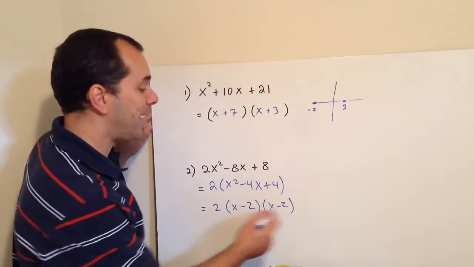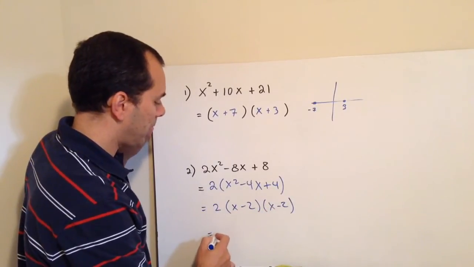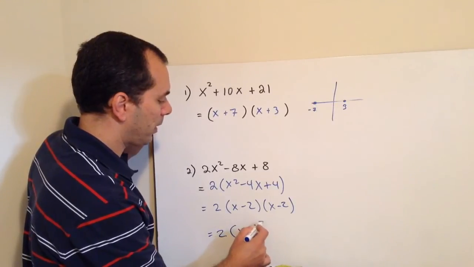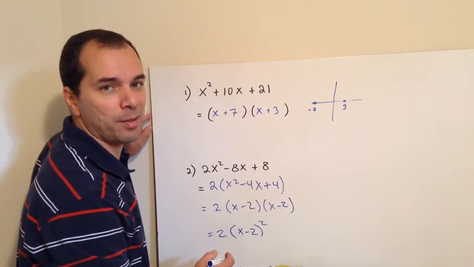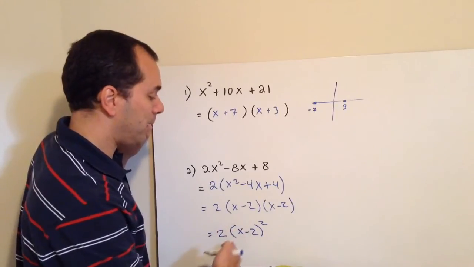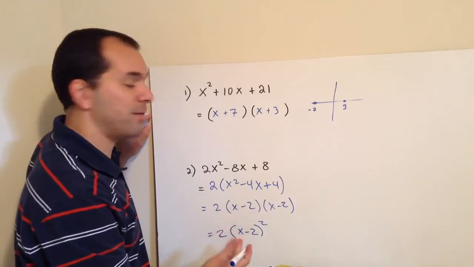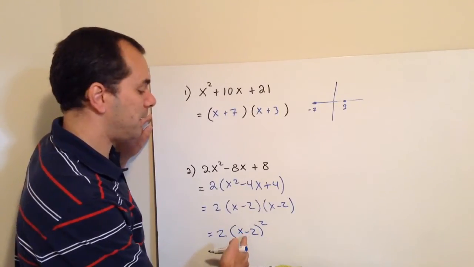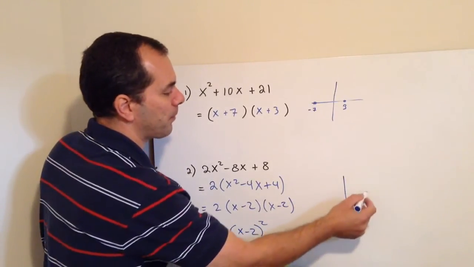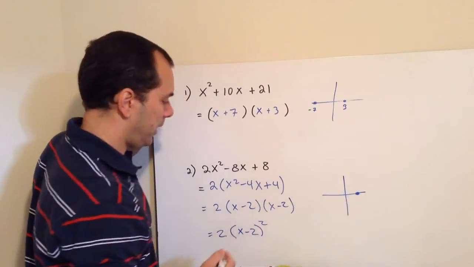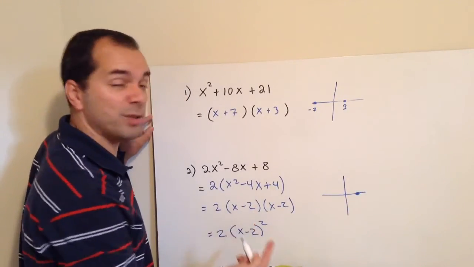Just like on the last video, I cannot leave this answer like this. I will have to write one more, say that it's 2 times (x minus 2) squared, and that's properly factored. Now what does that mean? Well, that means that it kind of looks like vertex form, and it can be seen as factored form too. So the reason why my zero is going to be at positive 2, and there's only one zero, is because that's also the vertex.